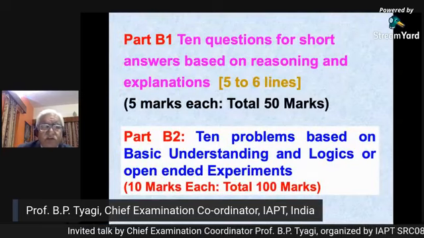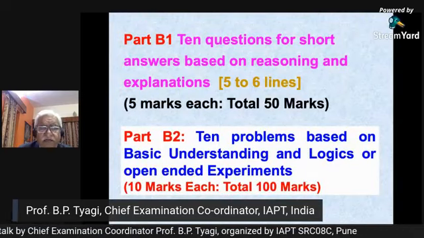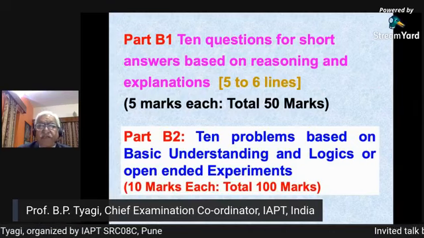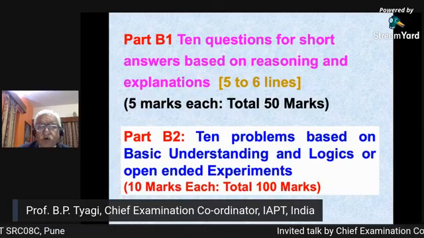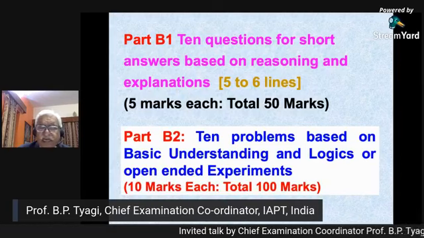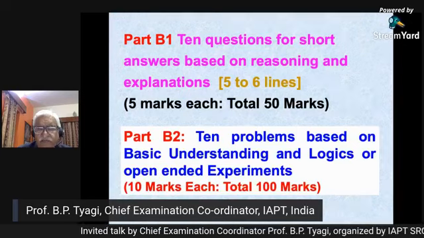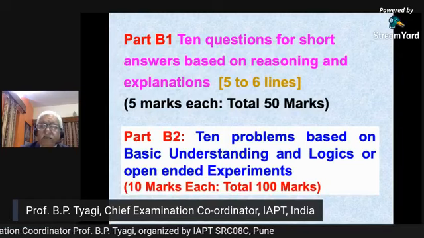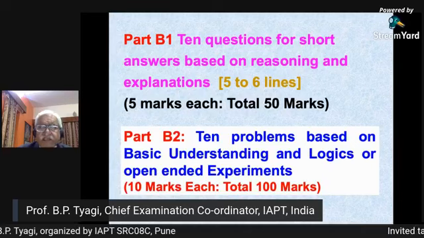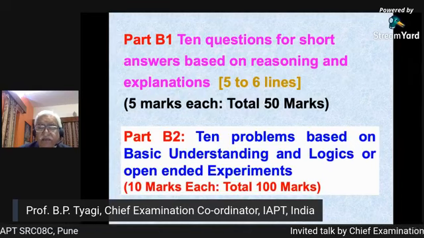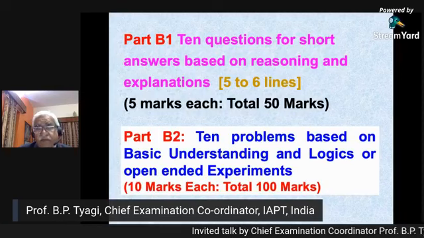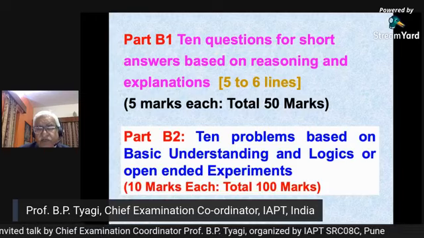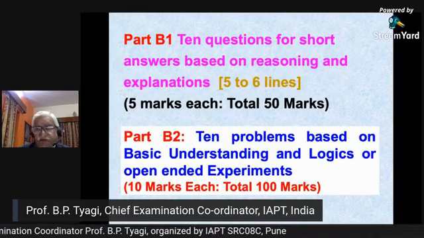Part B consists of 2 parts again. There is part B1 and part B2. Part B1 consists of 10 short answer questions based on reasoning and explanations, 5 to 6 lines only. In B1, there will be 10 questions, 5 marks each, total 50 marks, and the students are to explain basic concepts, very simple concepts, but they are attractive and require paying attention. They are very important questions in their general life for physics.